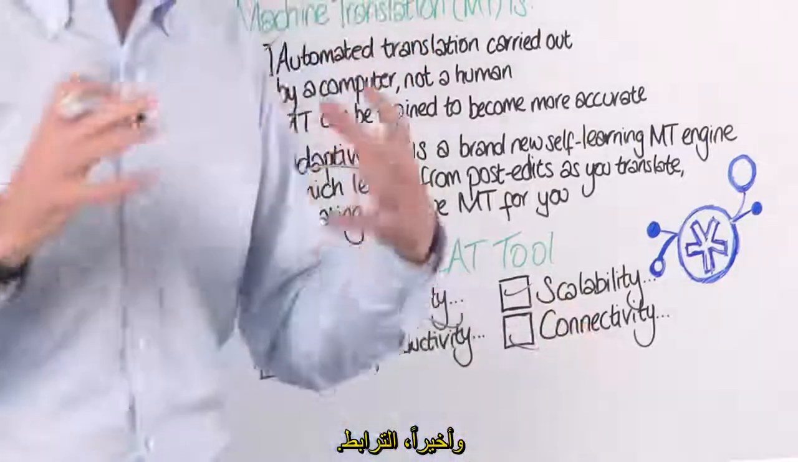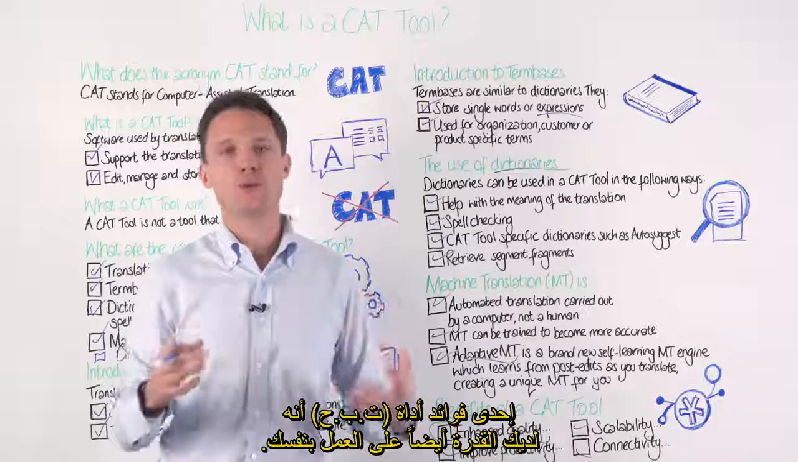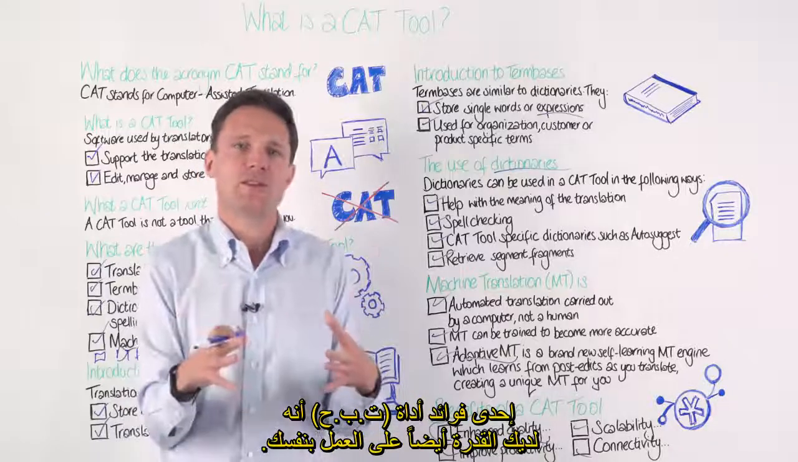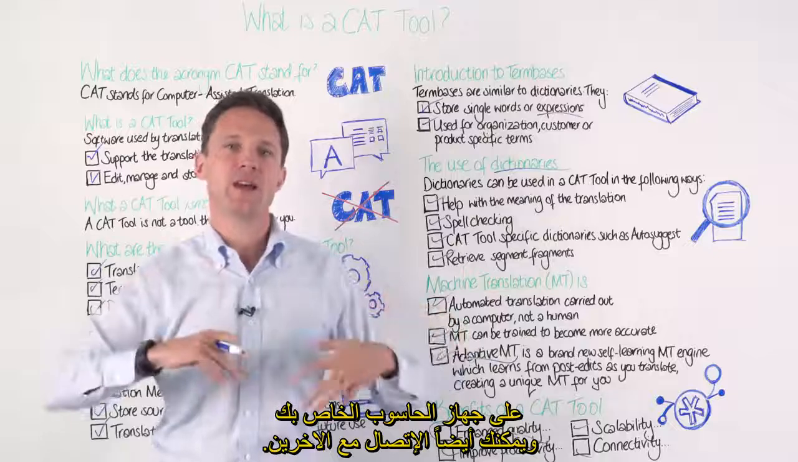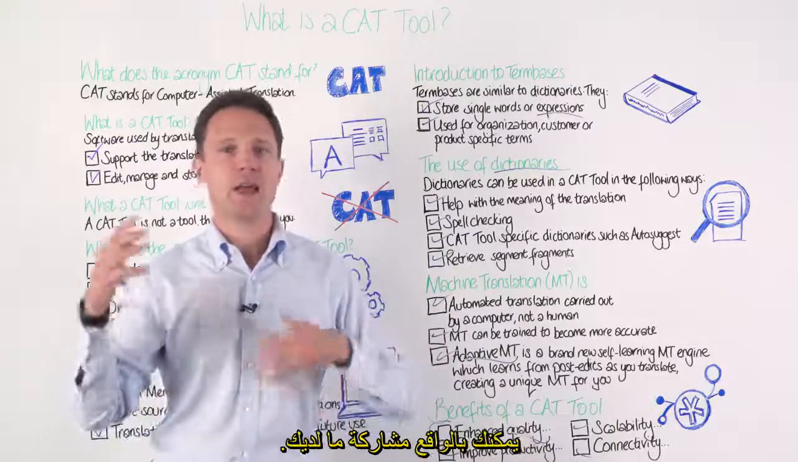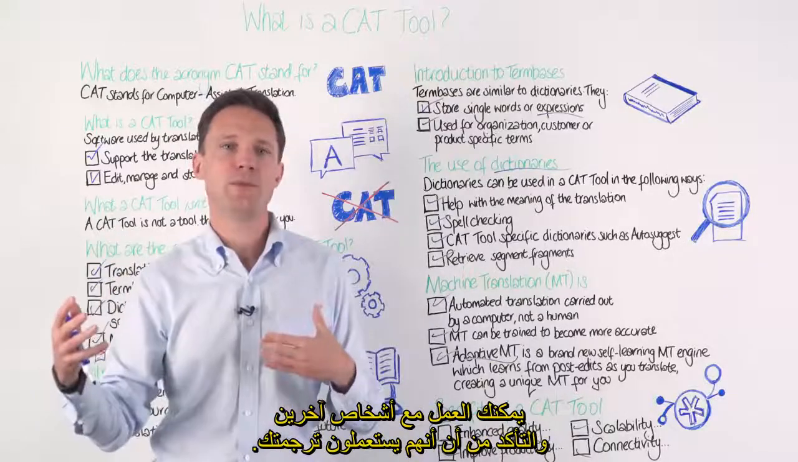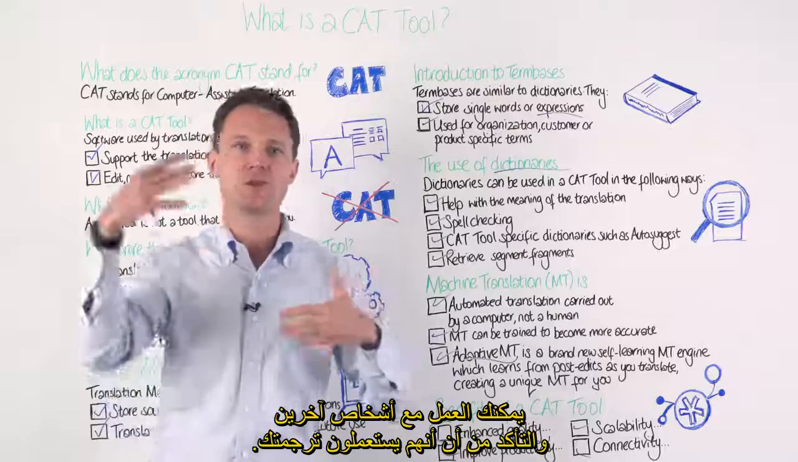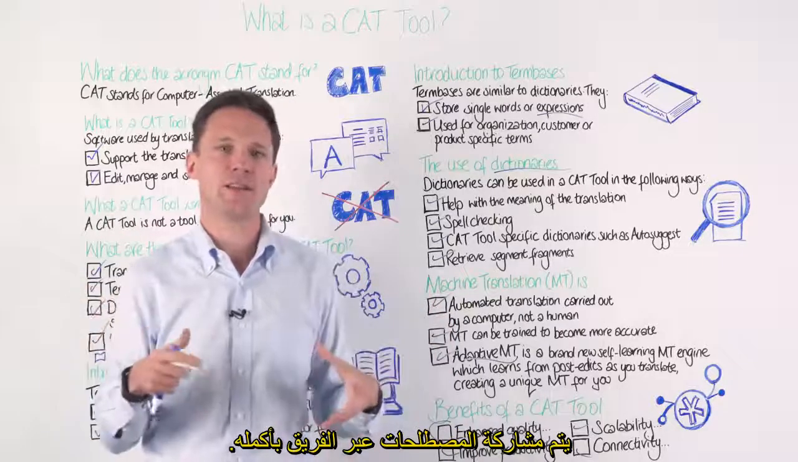And finally, there is connectivity. A CAT tool, one of the benefits is that you have the ability to work by yourself on your computer, but you can also connect with others. And especially when there are large projects, you can actually share some of the assets, you can work with other people and make sure that your translation is used by other people, terminology shared across an entire team.